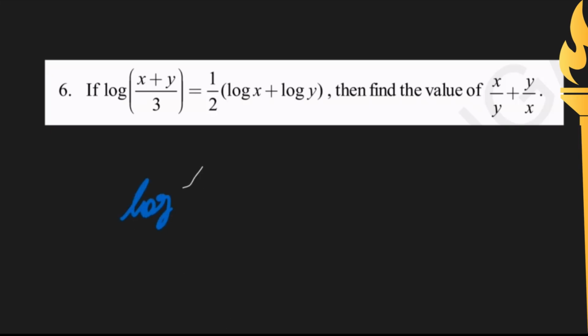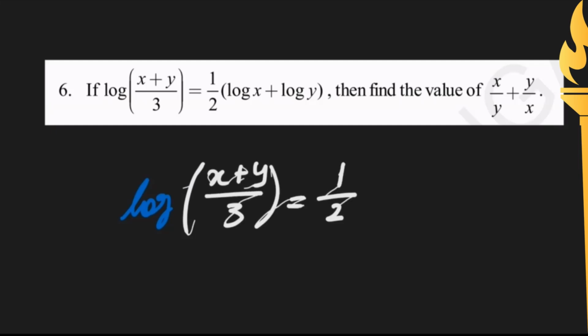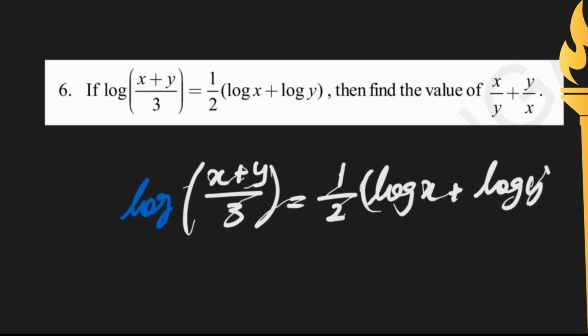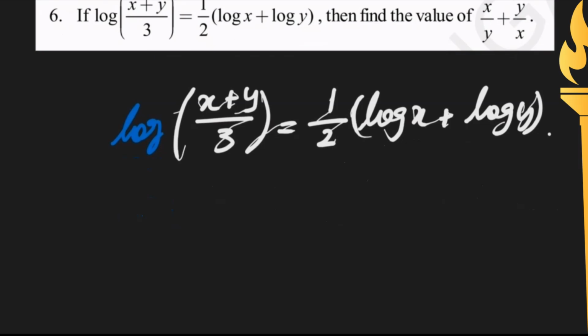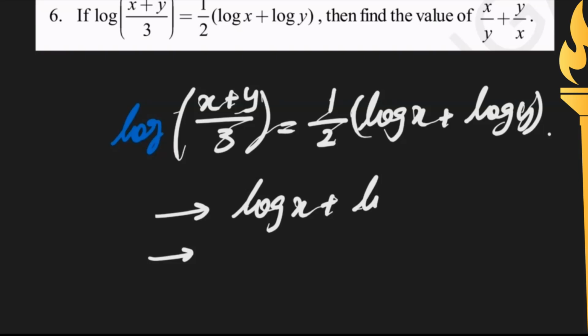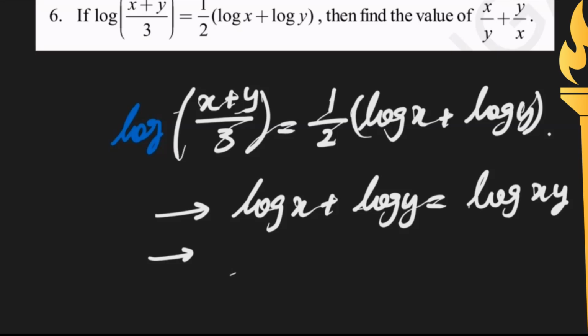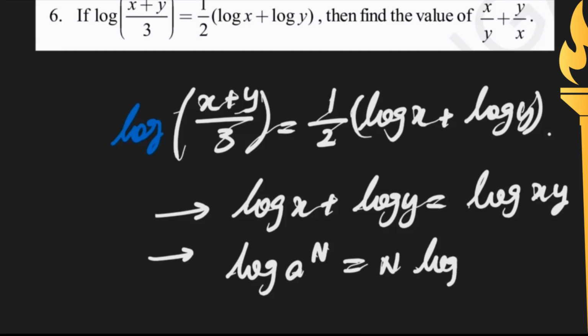log of (x plus y) by 3 is equal to 1 by 2 of (log x plus log y), and we have to find the value of x by y plus y by x. To proceed, we have two properties of logarithms to use here. We have log of x plus log of y is equal to log xy, and log a to the power of n is equal to n log a.